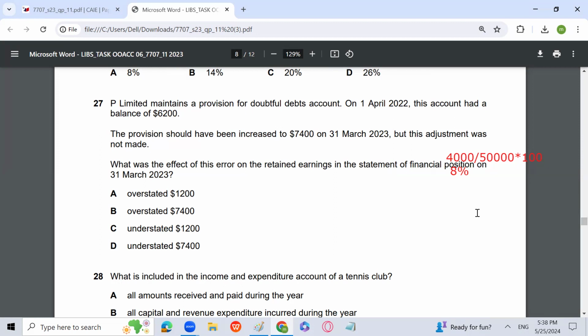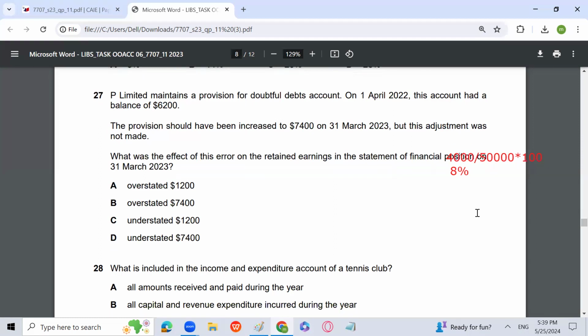Why? Because when you increase the provision, you have to increase it by 1,200, which has not been done. So in the income statement, the expense has not been recorded. When the expense is not recorded, profit will be overstated and retained earnings will also be overstated by 1,200.